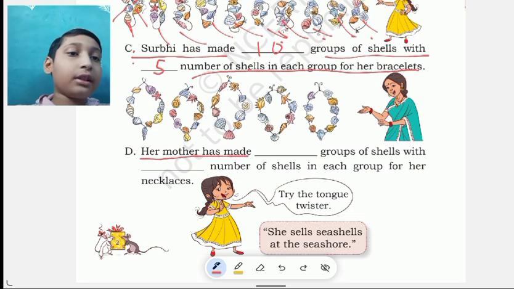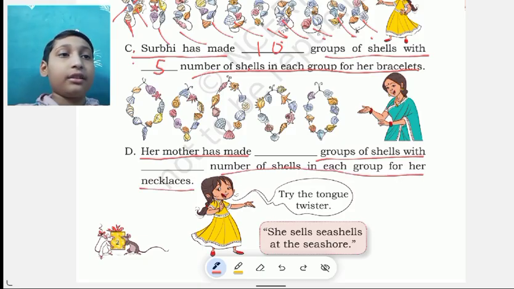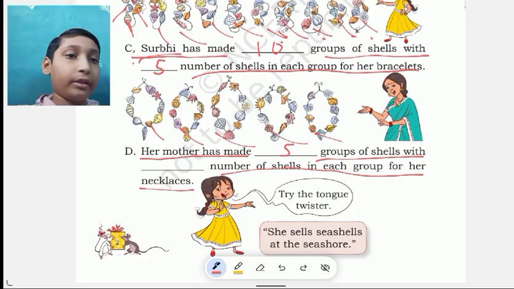Now D. Her mother has made dash groups of seashells with dash number of shells in each group for her necklaces. Okay, Shubhil's mother has made some necklaces, and there are 1, 2, 3, 4, 5 necklaces. So now we have to count how many shells are there in each necklace.